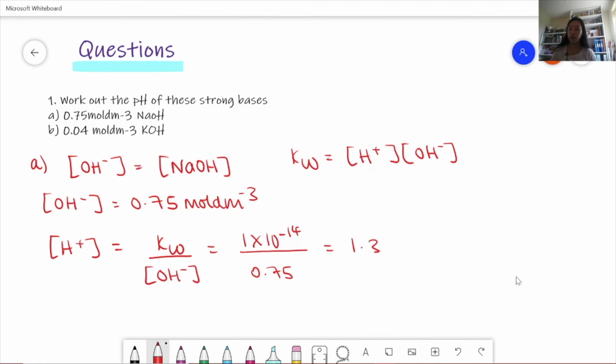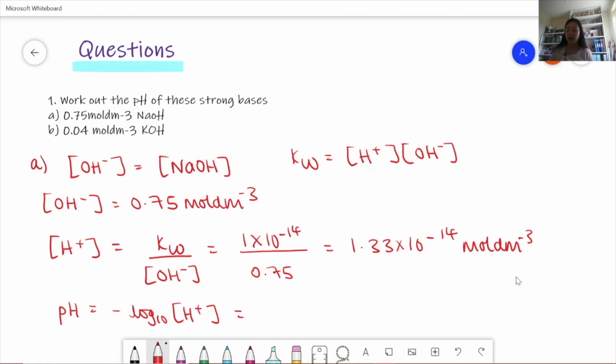1.33 times 10 to the minus 14 moles per decimeter cubed. Then we can use our pH equation of minus log 10 of the concentration of H+ ions to get that the pH is 13.88. So it's really important to remember that whenever you're finding the pH, you always have to use the concentration of the H+ ions. So make sure you do that.